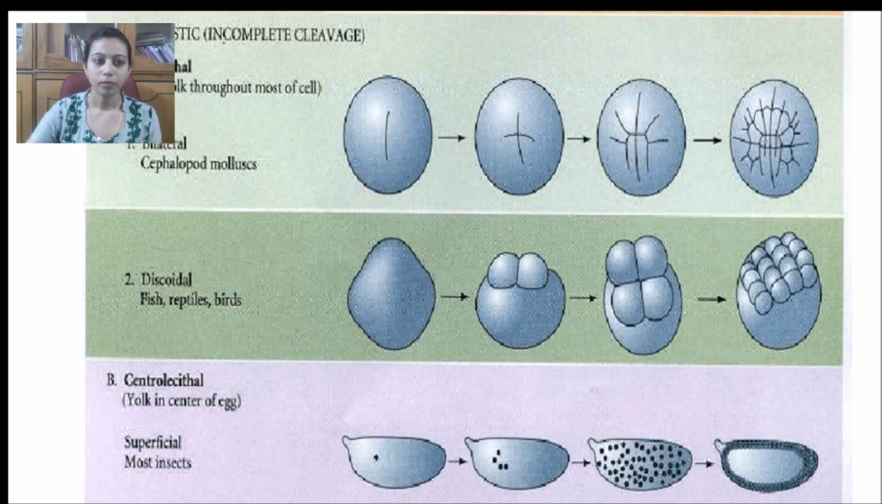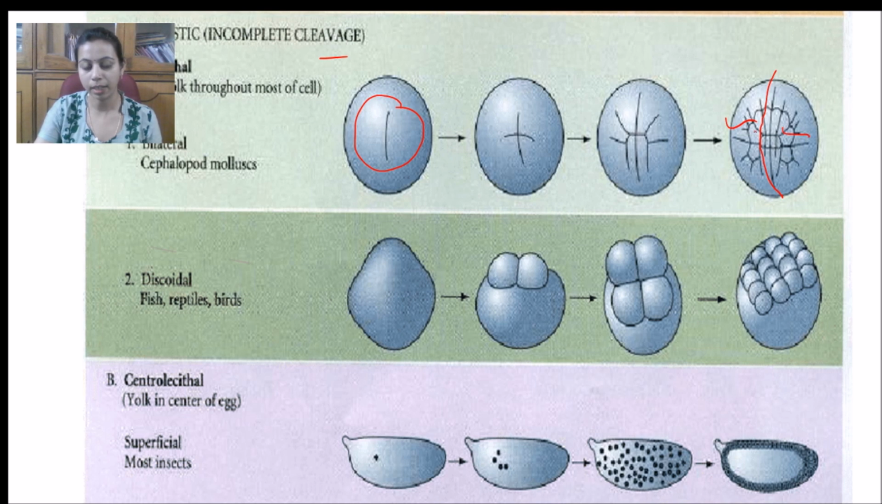Now in the case of meroblastic or incomplete cleavage, what will happen in the case of telolecithal eggs? The meroblastic eggs have a large amount of yolk, and it will be placed at particular positions. In the case of telolecithal, when the yolk is toward the vegetal pole of the egg, the animal pole will divide, whereas the vegetal pole will rarely divide.